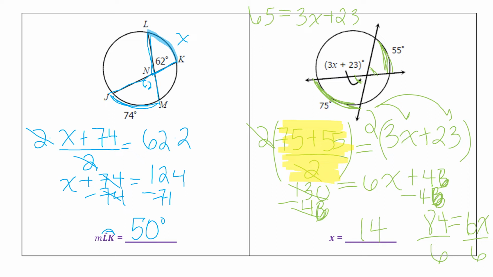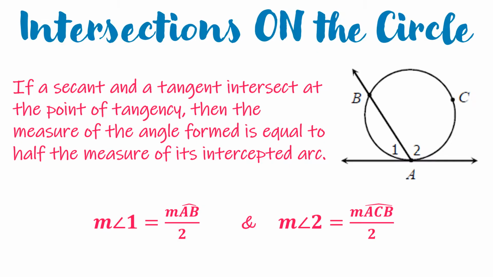And just as a reminder, the difference between a chord and a secant is chords are segments. If you look at the picture on the left, LM and JK are segments. Those are chords. They stop on the circle, whereas secants go beyond. So it's like a chord, but it goes outside of the circle. So in the second picture on the right, those are secants. So chords on the left, secants on the right. If it goes through the circle, then it's going to be a secant.